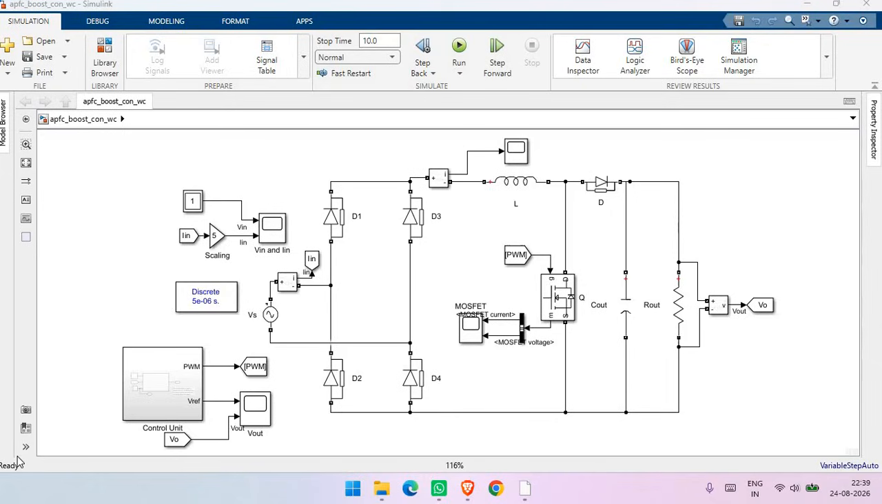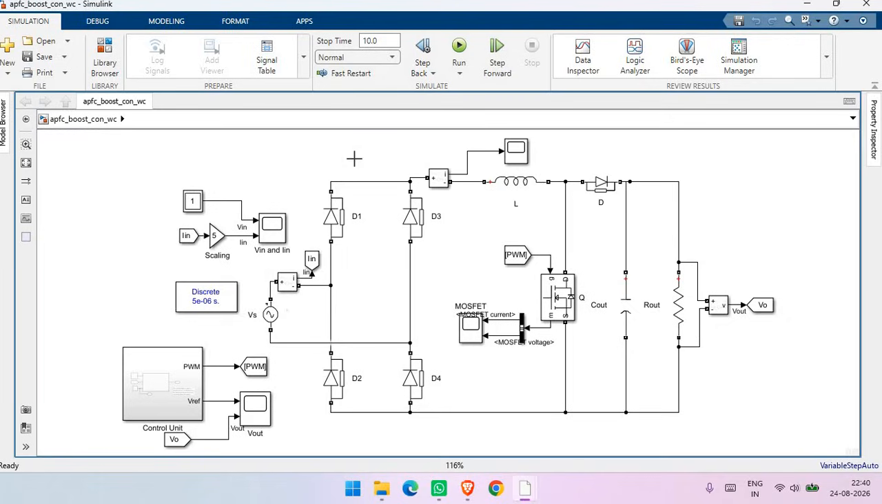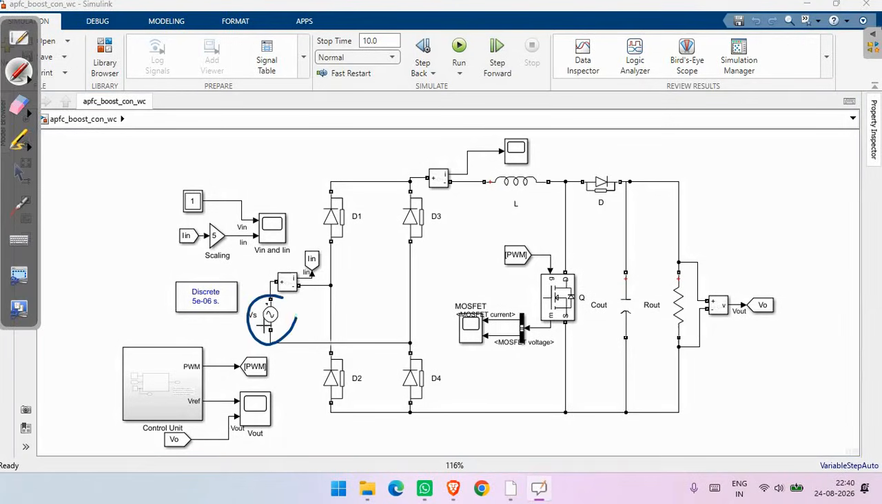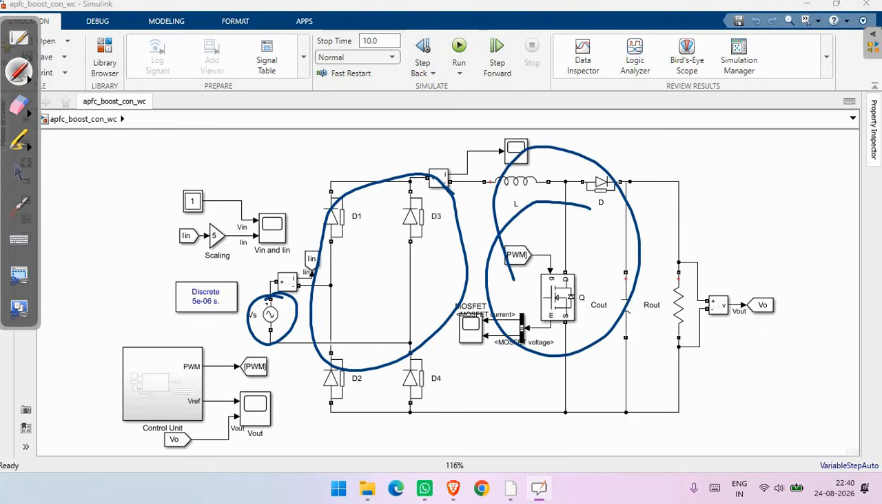This is the complete MATLAB Simulink model of the Active PFC boost converter. The model mainly consists of an AC supply, then a full bridge rectifier, then the boost converter. Here this is the DC load. These are the measurement blocks and a closed loop PFC control unit.